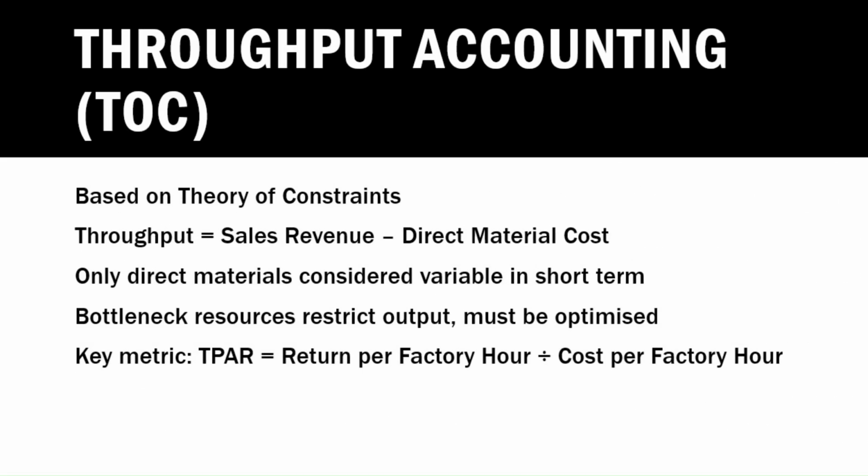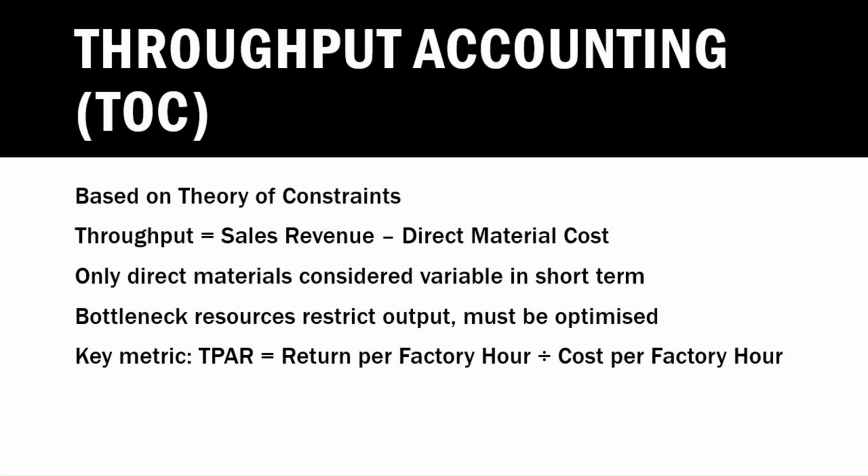Throughput accounting. Throughput accounting is based on the theory of constraints. It focuses on maximizing throughput, which is defined as sales revenue minus direct material cost. The idea is that only direct materials are truly variable in the short term. Labor and overheads are treated as fixed. Throughput accounting highlights bottlenecks, resources that limit total output, such as a single machine or skilled workers.